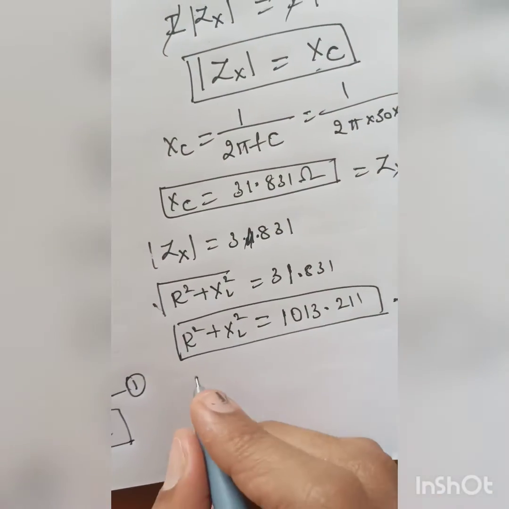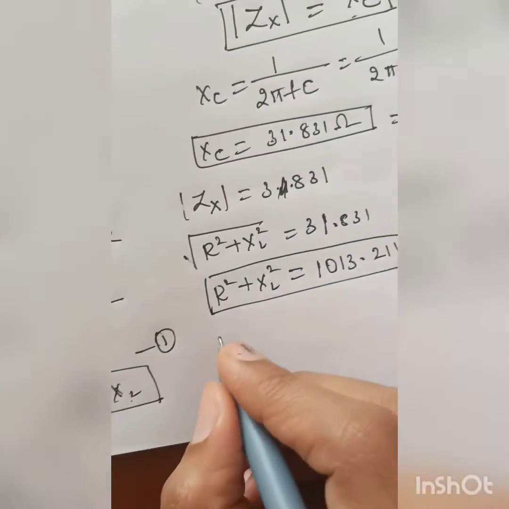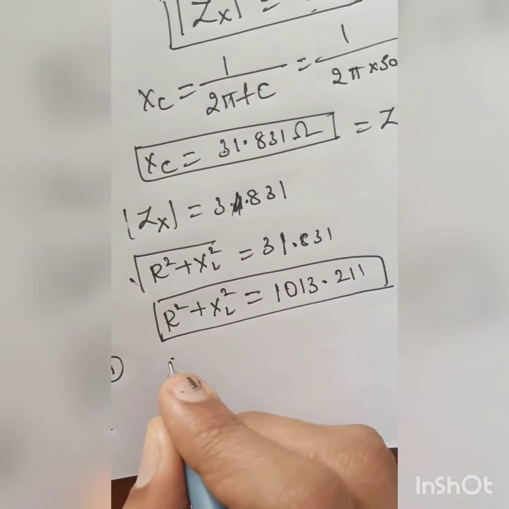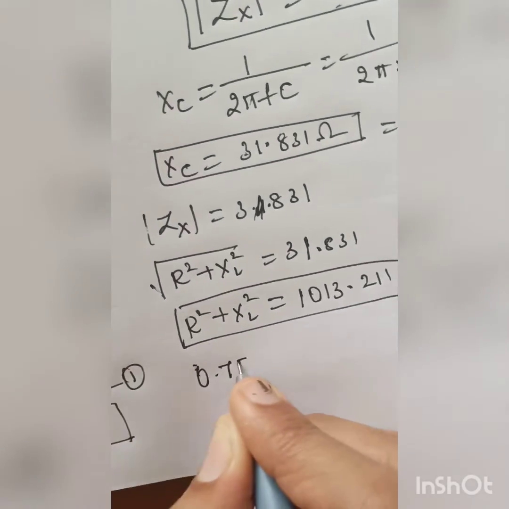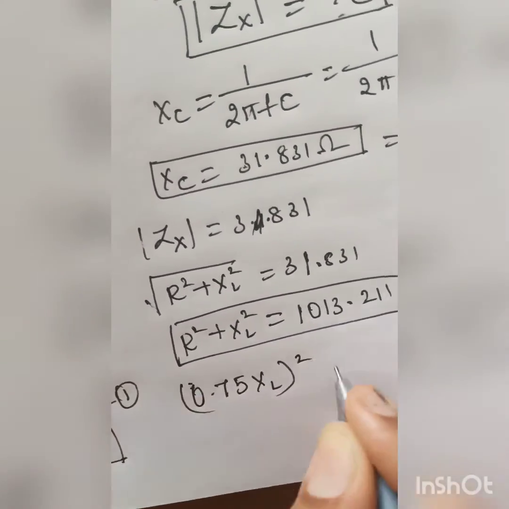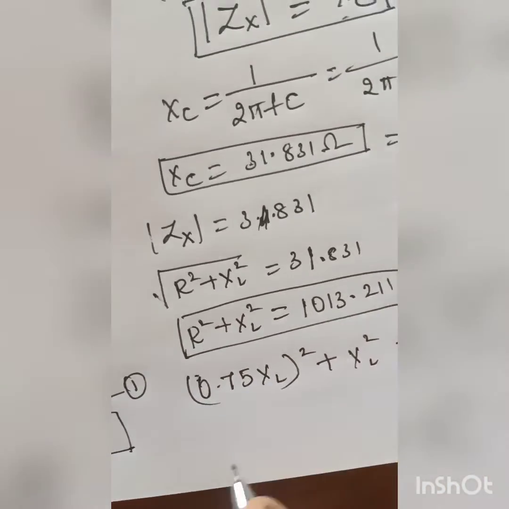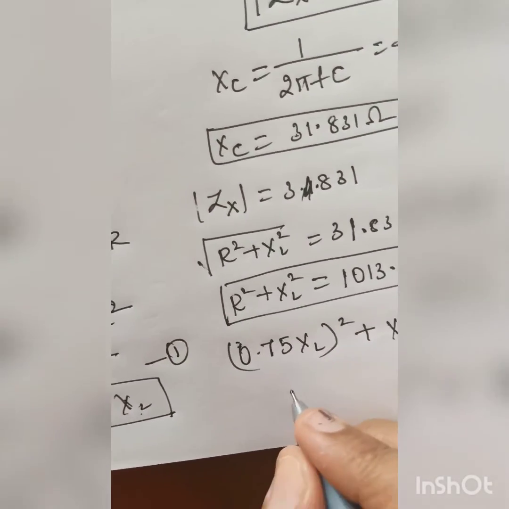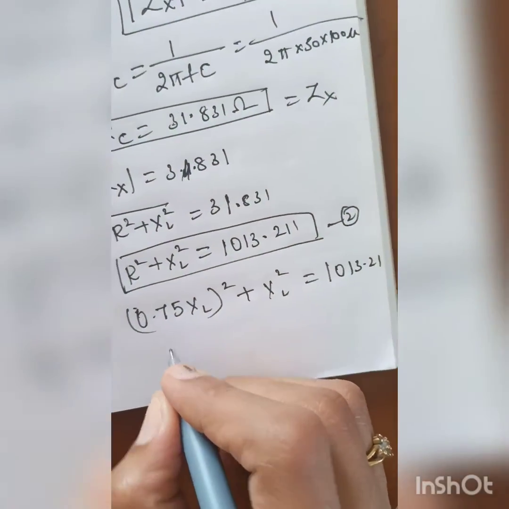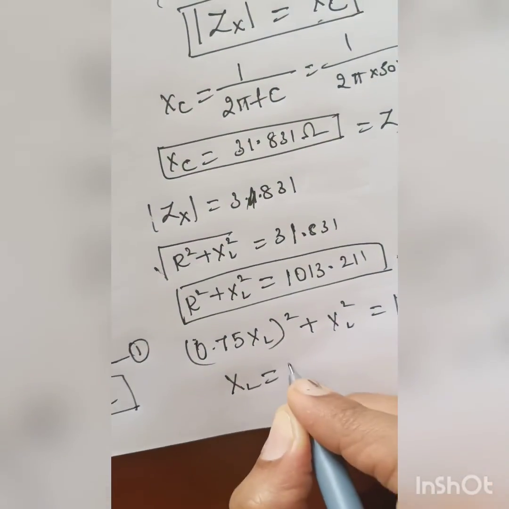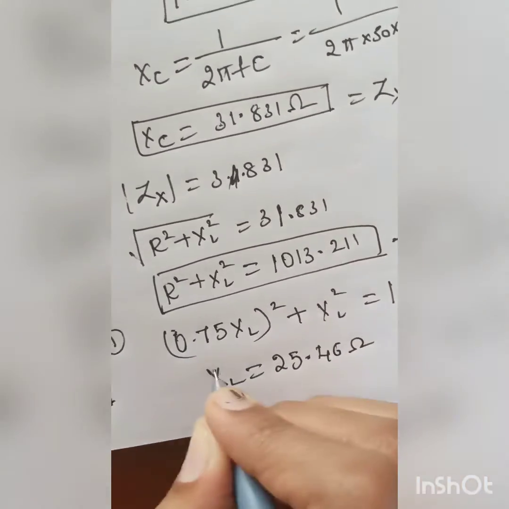If you solve both the equations, here R is equal to 0.75 XL, so let me substitute in the second equation. 0.75 XL square plus XL square is equal to 1013.21, and then we'll get the XL value from this equation, which will be 25.46 ohms.